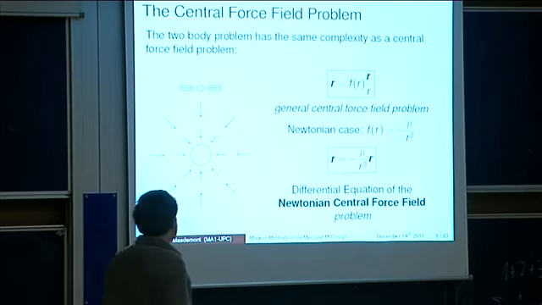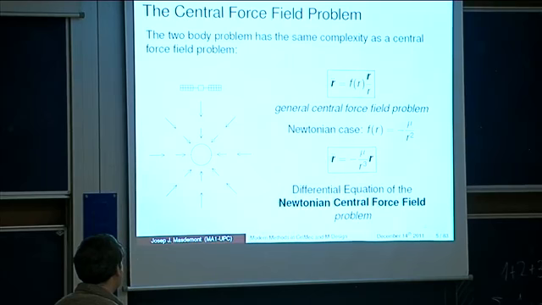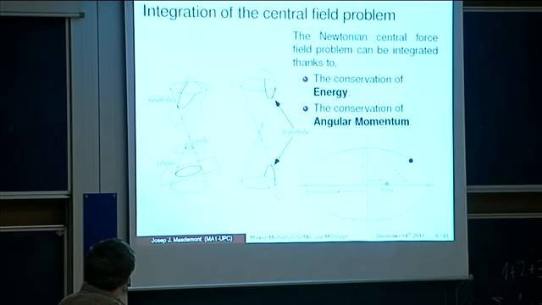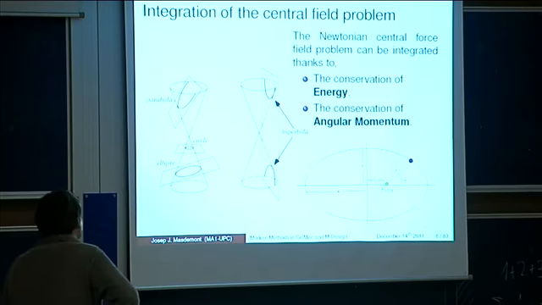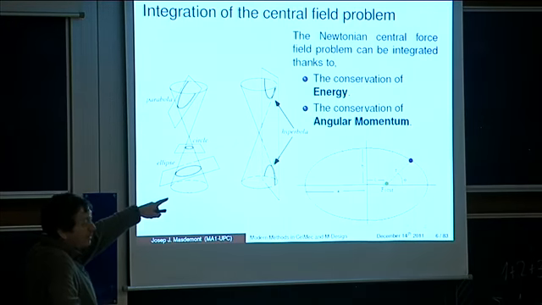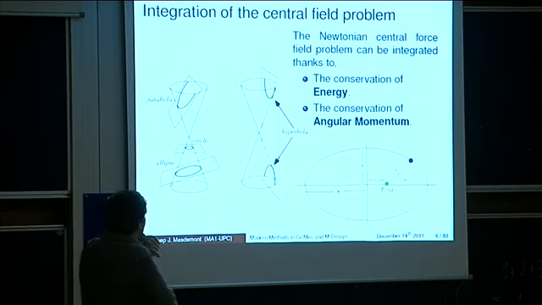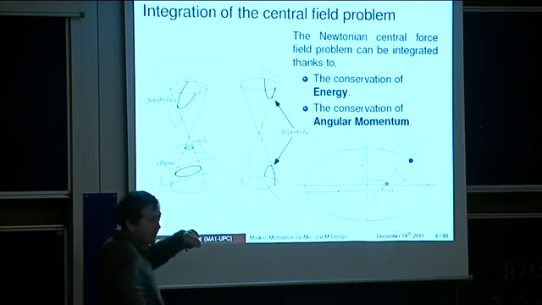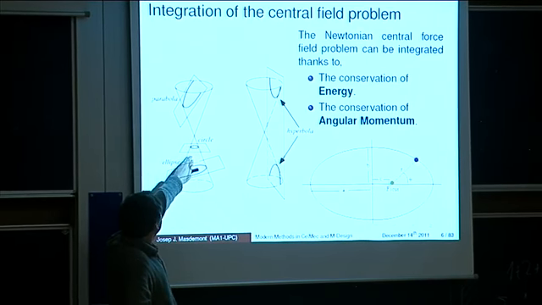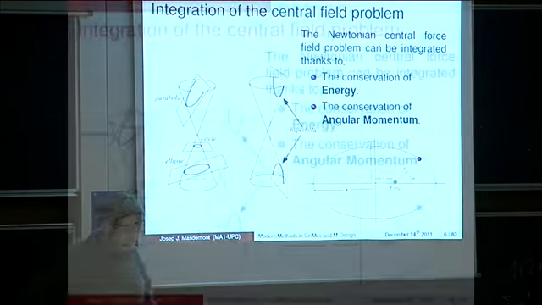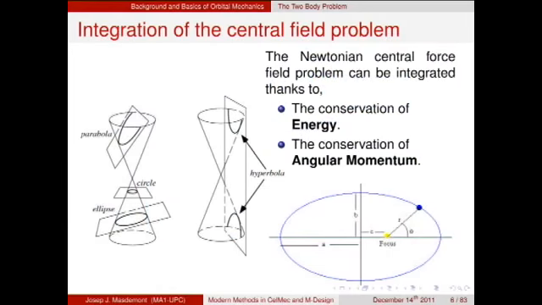So this is the differential equation of the Newtonian central force field problem that can be integrated thanks to the conservation of some fundamental quantities, the energy and the angular momentum. As probably you know, all the solutions of these equations are conic sections. So we can have ellipses, in particular circles, parabolas or hyperbolas. So these are the equations of motion of a body with respect to another one, or a body with respect to the center of mass of a system of two bodies.